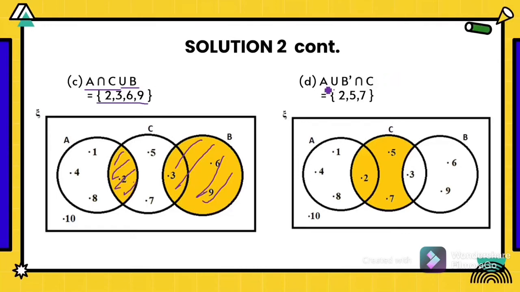For D, it wants us to find A union complement of B, intersect C. A union complement of B is this one. We cannot include B in A union complement of B. And intersect with C. So this is the only part that we want. So this is the answer and this is the shaded region.